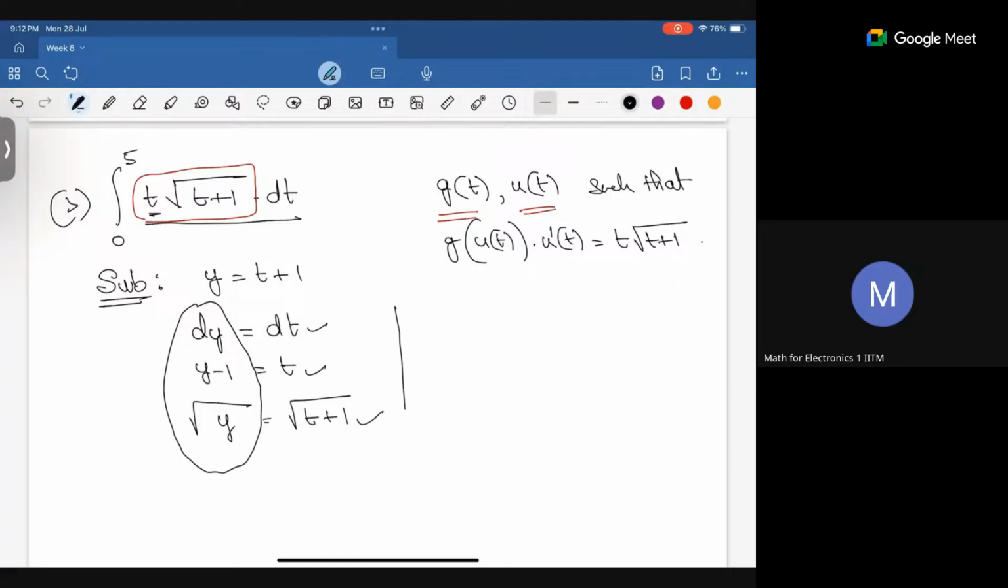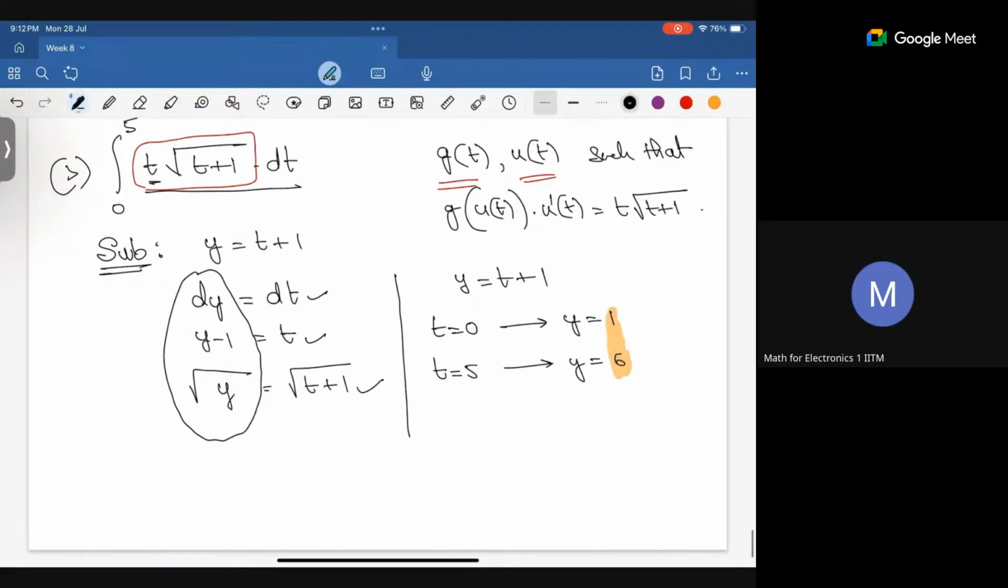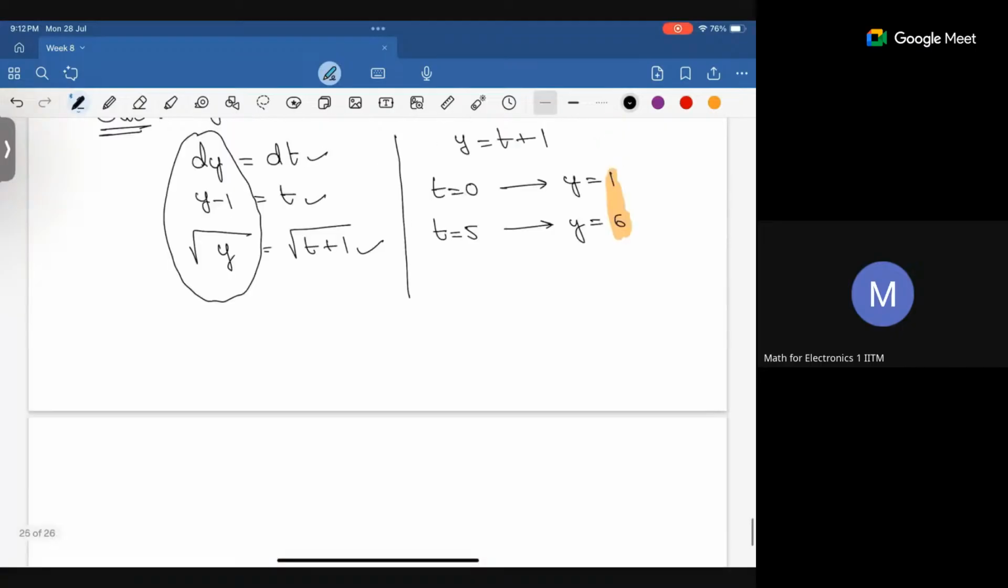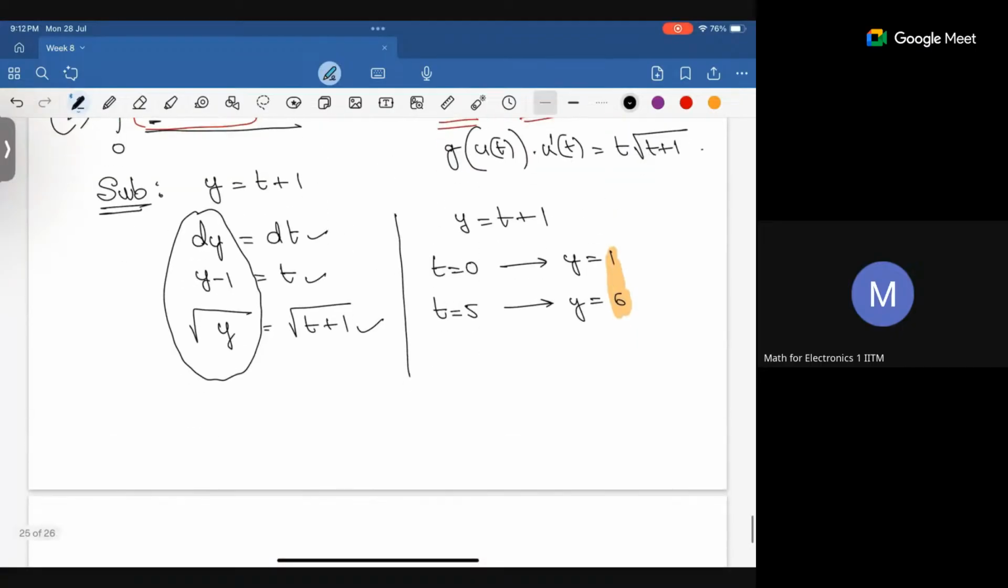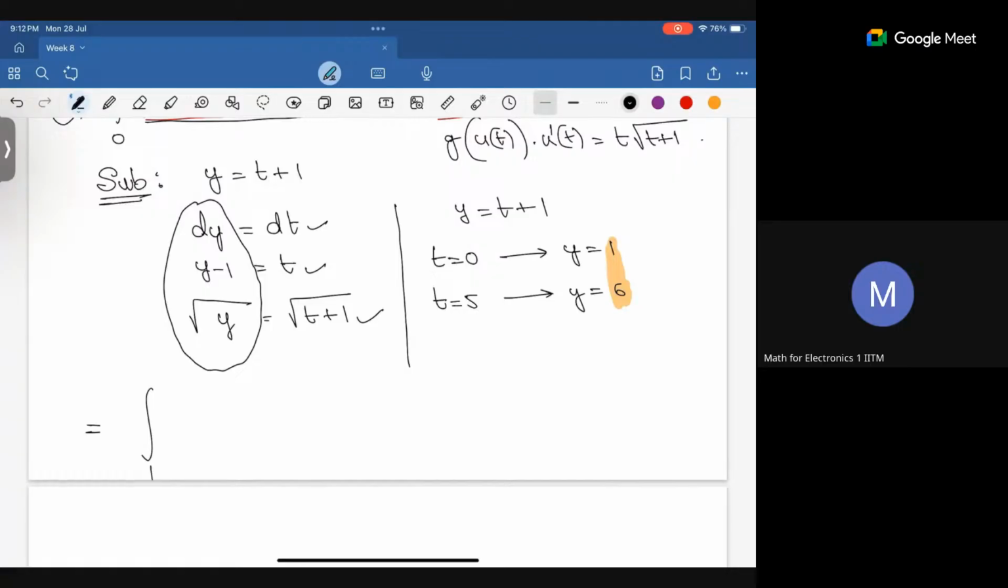And along with this, we have to compute the limits also. So y is t plus 1. When t is 0, y will be 1. When t is 5, y will be 6. So now the new limits are 1 to 6. So if I do the substitutions along with the limits, this will be 1 to 6.